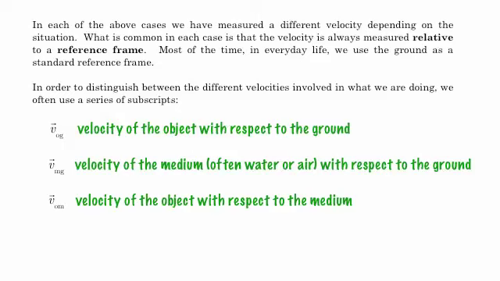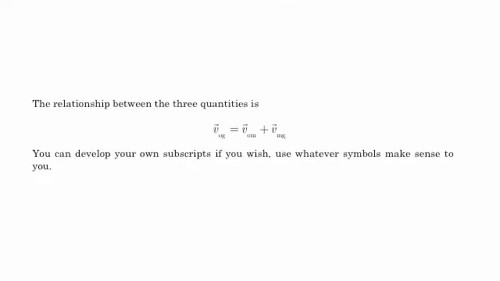To get a really good grasp of how these things come together, we should take a look at an example. But the fact is that these are vectors, and these vectors add using vector addition, just as you would imagine: the velocity of the object with respect to the ground is equal to the velocity of the object with respect to the medium plus the velocity of the medium with respect to the ground. And you can use whatever subscripts you want. If you're talking about a plane and air, you can use the velocity of the plane with respect to the ground, the velocity of the plane with respect to the air. These are the ones that I'm going to use to keep things consistent.